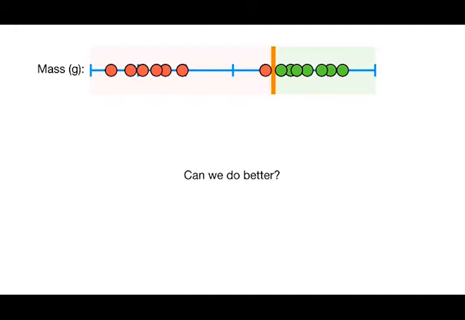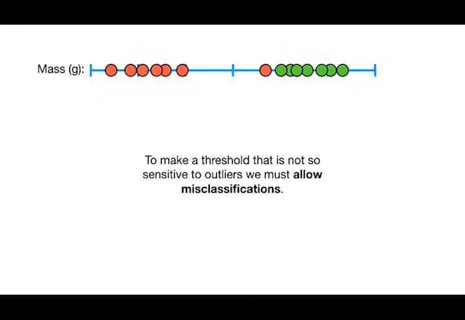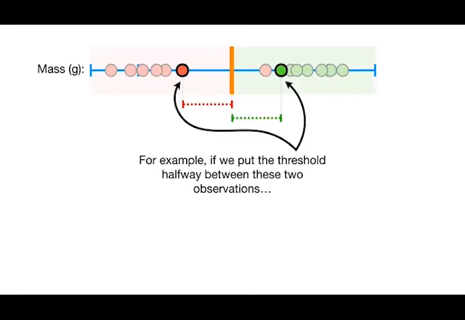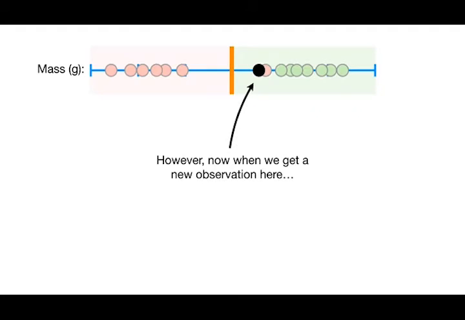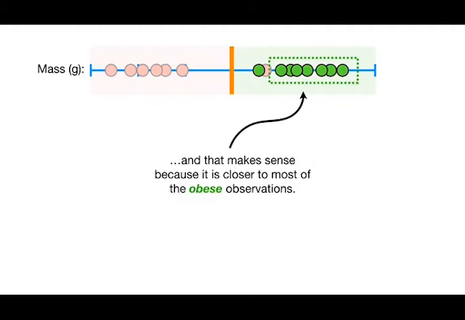Can we do better? Yes! To make a threshold that is not so sensitive to outliers, we must allow misclassifications. For example, if we put the threshold halfway between these two observations, then we will misclassify this observation. However, now when we get a new observation here, we will classify it as obese. And that makes sense because it is closer to most of the obese observations.